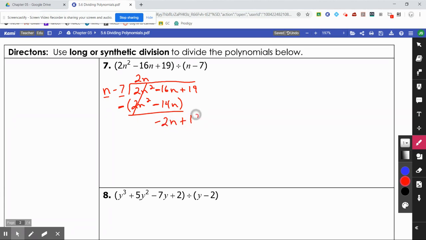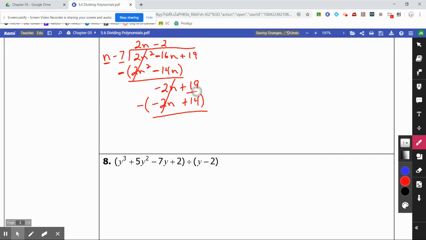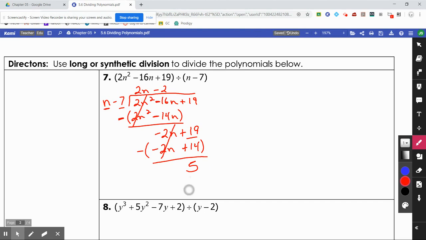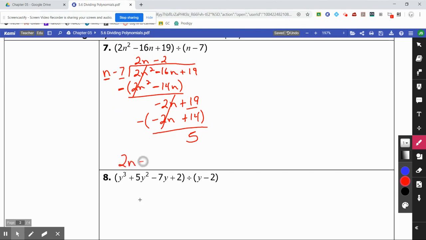Bring down the 19. n will go into negative 2n, negative 2 times, because if you were to multiply negative 2 times the n, it gives you that negative 2n. Multiply by both, though. Negative 2 times negative 7 is a positive 14, and then you always subtract. These will always cancel. Leaves you with 19 minus 14, which is 5. So your remainder is 5, and your answer is 2n minus 2 plus your remainder over what you divided by, which was n minus 7.